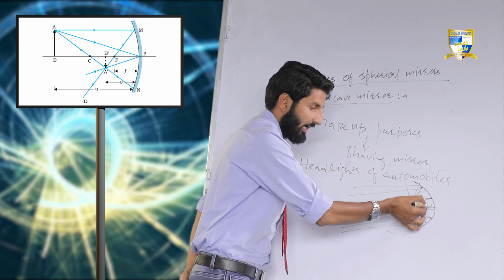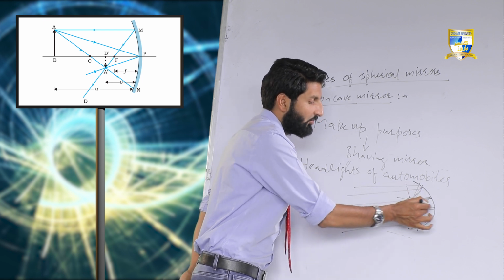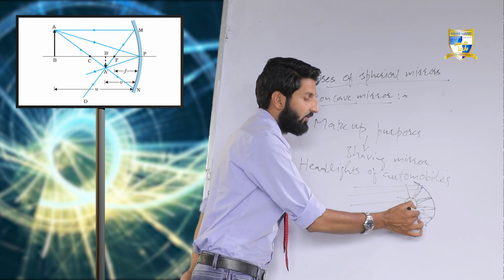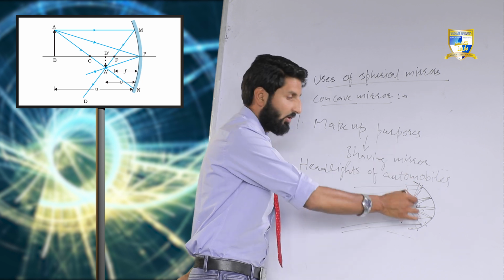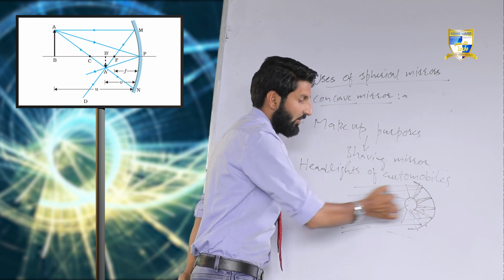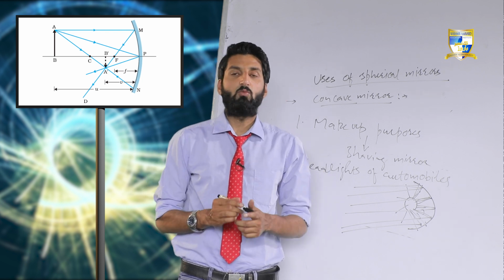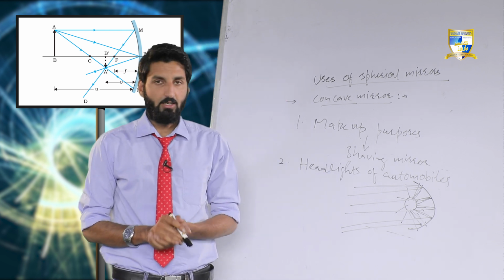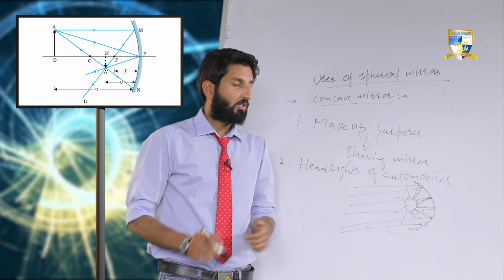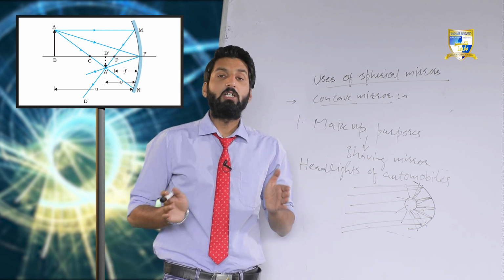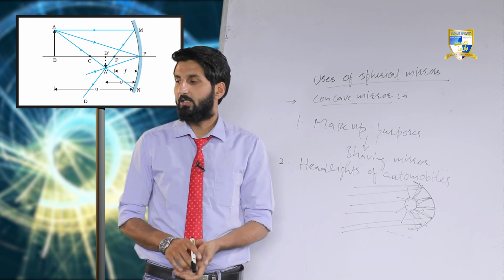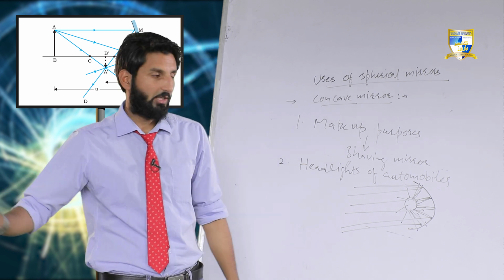It is placed behind the bulb. When the light comes out of the bulb in different directions, it falls on the concave mirror, and the concave mirror reflects the rays of light. It directs them towards a particular direction, and we get a parallel beam of light. Okay. So this is where the concave mirror is used, because it converges the rays of light. Now the next use of concave mirror.